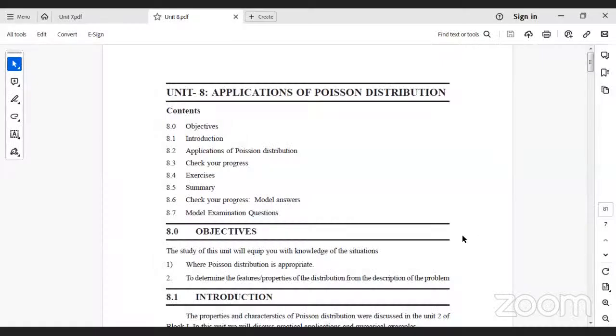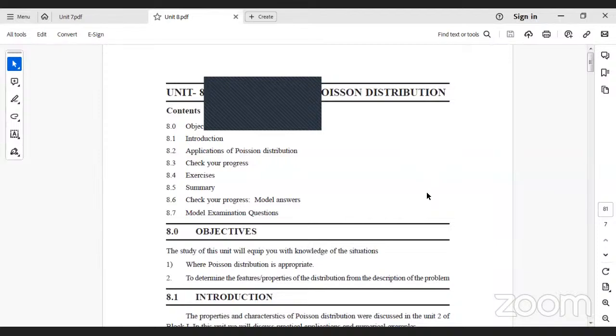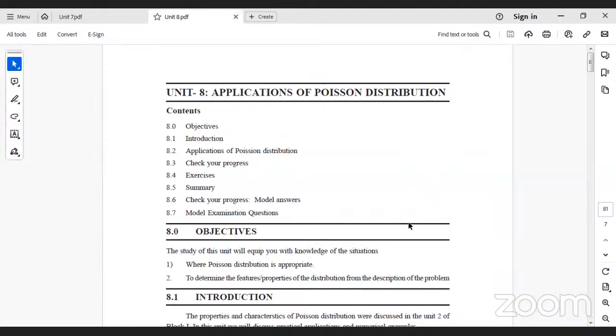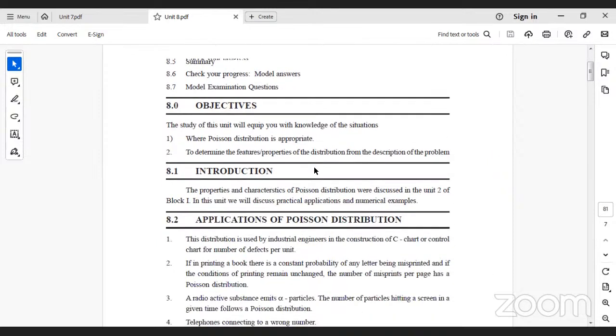So we can do the 8th unit, applications of Poisson distribution. The first 6 units are the same. In the first 6 units there will be theorems related to this, and in the second 6 units there will be problems related to this. So, applications of Poisson distribution. Check your progress.